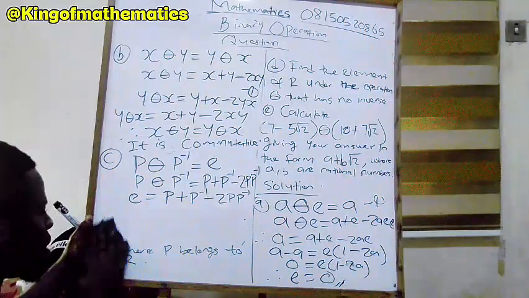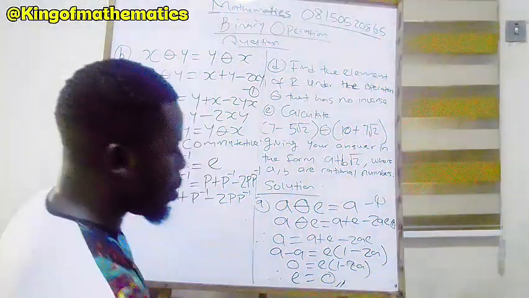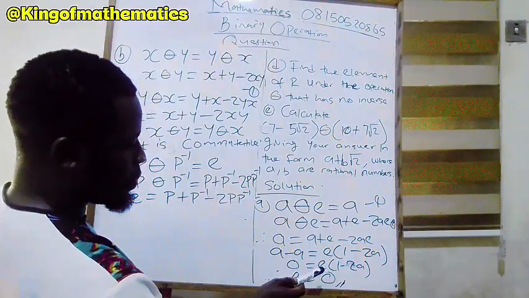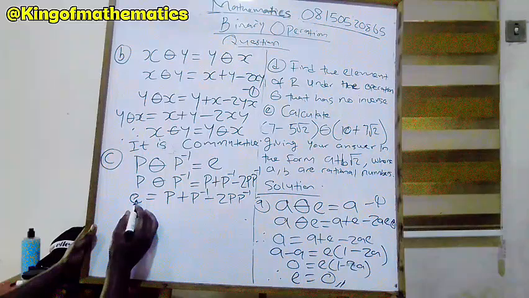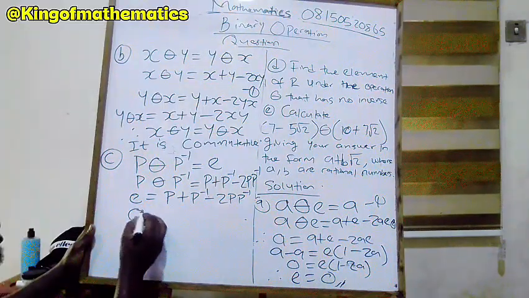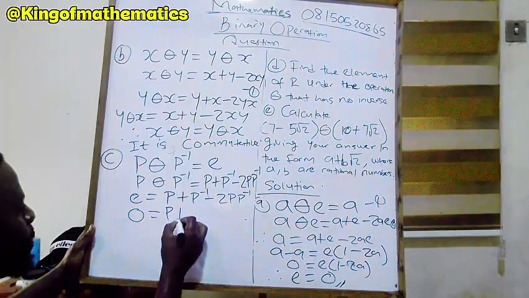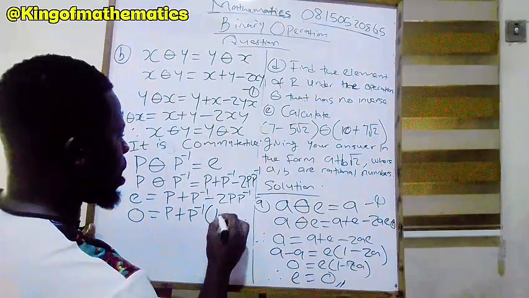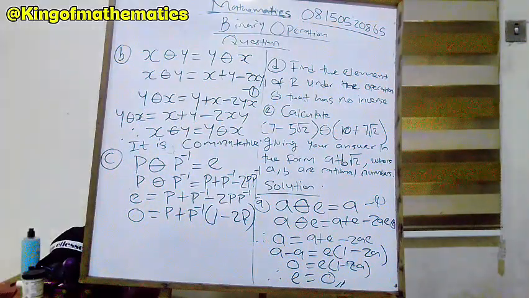But if you don't want to stress yourself, assuming you are in an exam, from your identity element you can just substitute. But let's go through the long way. So what's our identity element? Don't forget our identity element is 0. So I can substitute: 0 is equal to P, then what's common? P inverse plus P inverse into brackets 1 minus 2P. So we have that. I want to believe you are following me.